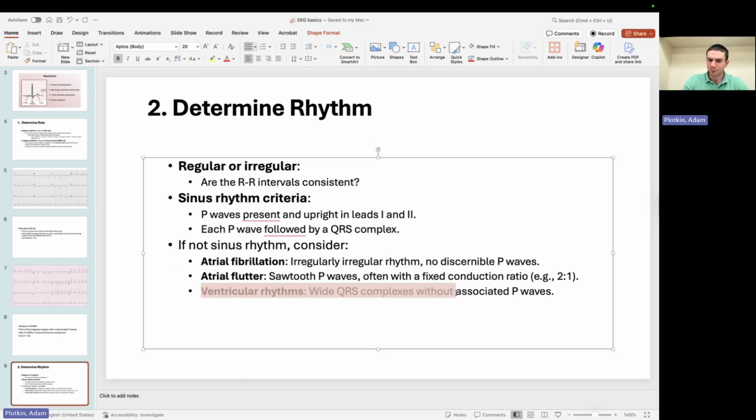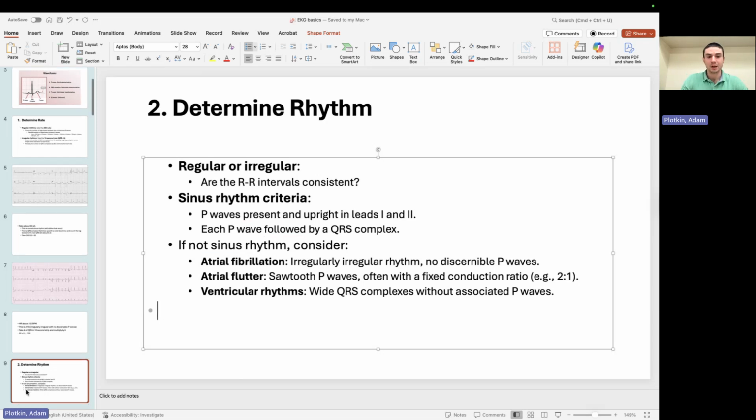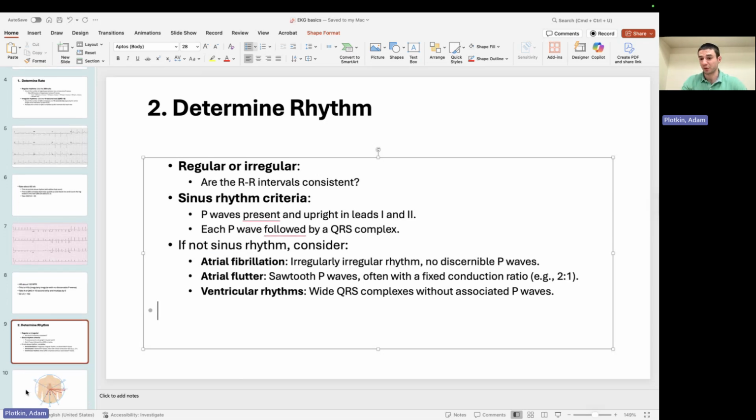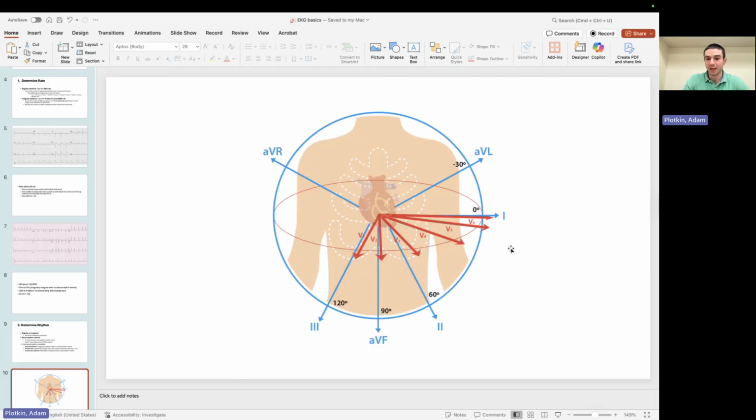And I didn't really go into the wide complex QRS as much in this lecture, but that could be a story for another day. I could show you a picture as well. So again, P before every QRS, QRS after every P, and the P's upright in leads 1 and 2. The P's being upright in leads 1 and 2 are important because here's my lead 1, here's my lead 2. These are what we call our limb leads.